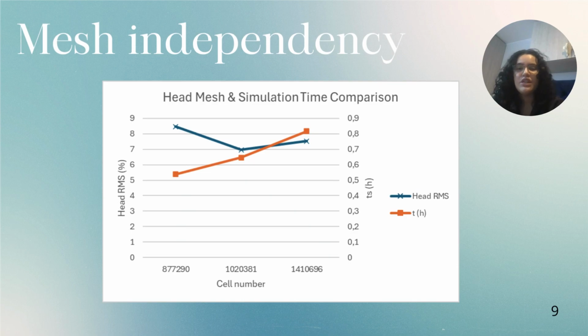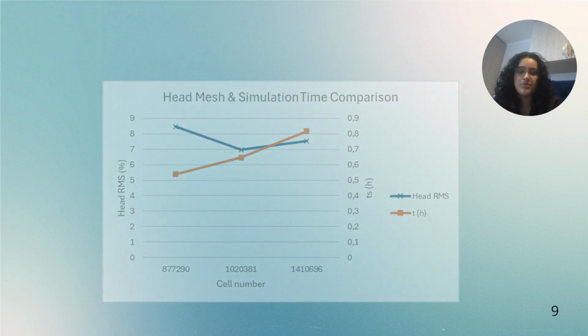In this figure, the head obtained for a flow rate of 250 meters per hour can be seen in comparison with the one from the manufacturer. Likewise, we can see the difference between the computational time for each mesh.